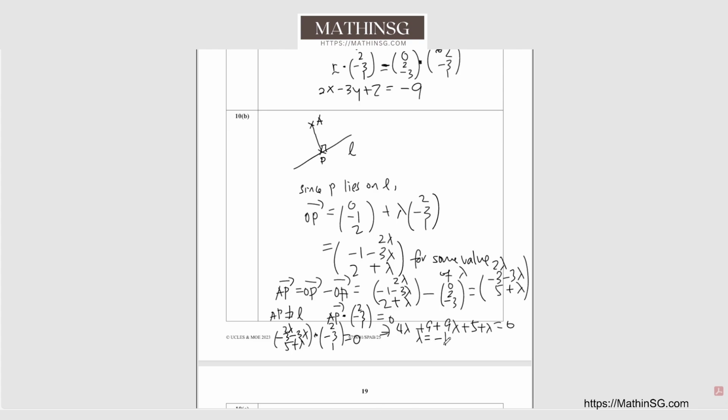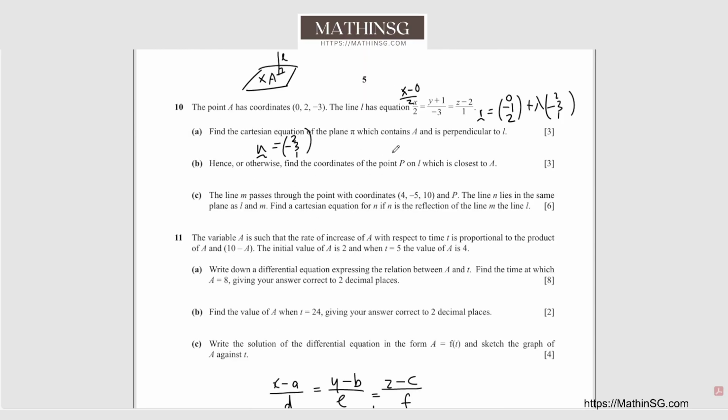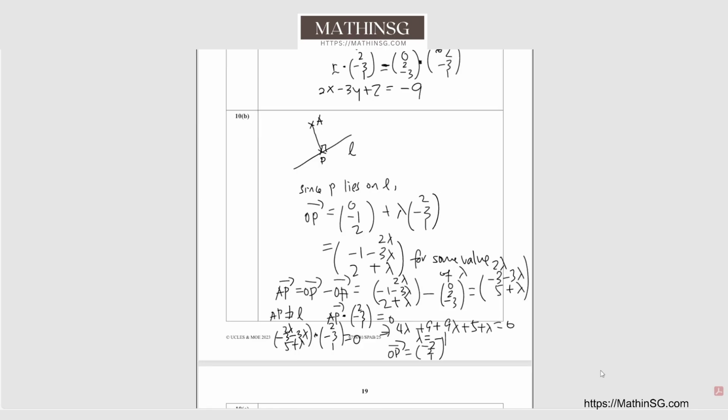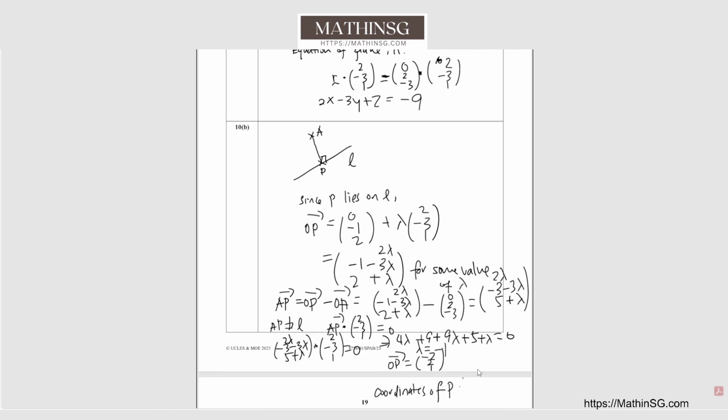So I want to sub in lambda equals negative 1 into OP. So when I sub lambda equals minus 1 into this, I'll get OP equals (-2, 2, 1). Okay, so the question asks us for the coordinates of P. So I need to write coordinates. I cannot write this as OP. So it will be given as (-2, 2, 1). Okay, so this is the answer for B.